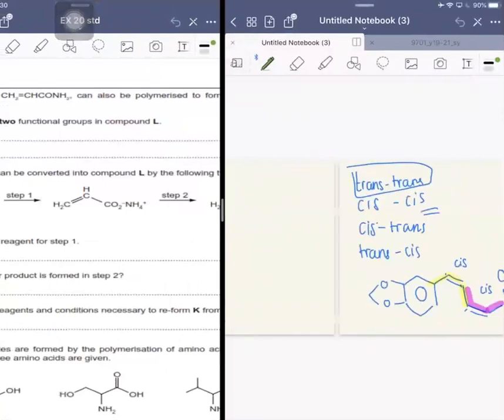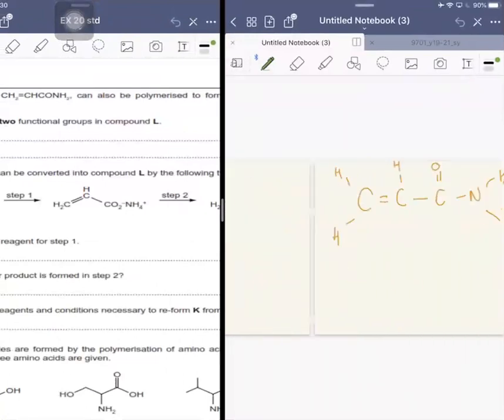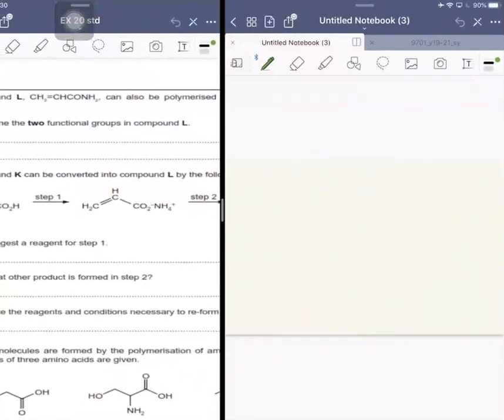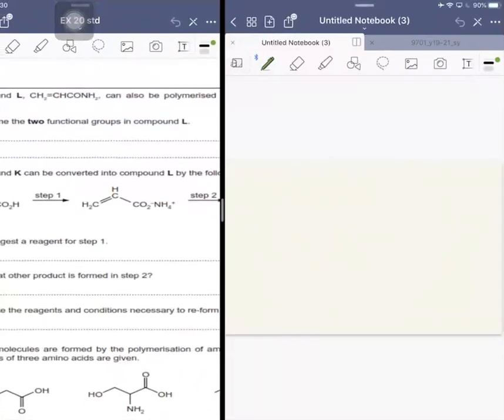Right, so if I draw the structure of question 7, I like to draw it out so that I can see how the structure looks. That's got a double bond and then a carbon with an NH2. Okay, name the 2 functional groups in compound L. So I will just highlight the first functional group for you, which is the C double bond C.